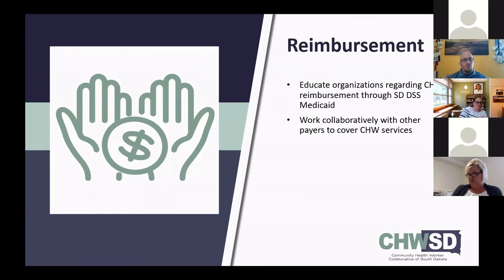And then along with reimbursement, we also want to take a look at return on investment and the return on investment that community health workers can provide to programs and organizations.